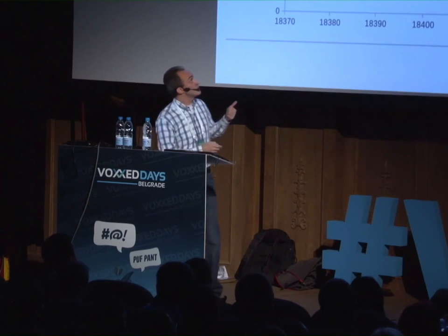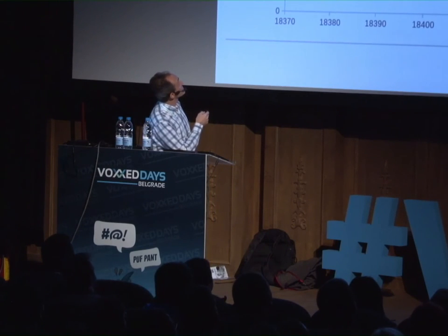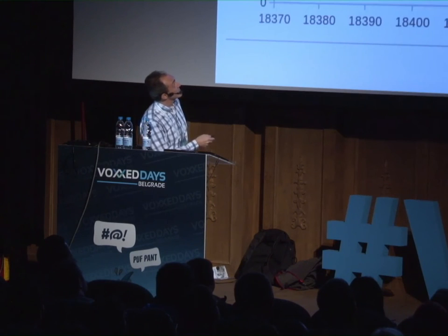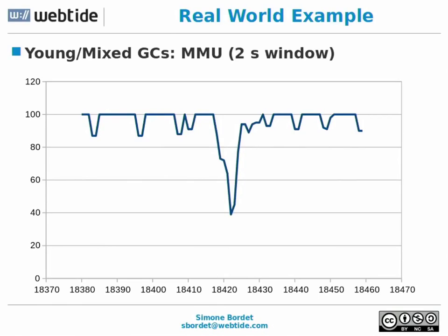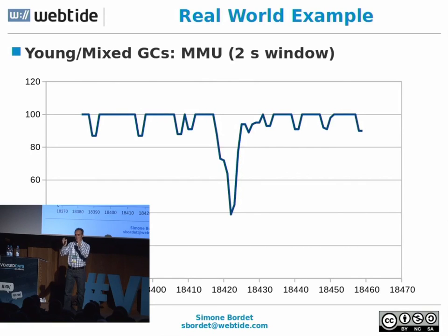So this is the MMU, the Eden size, 12 gigabytes down to 0.6. This is the MMU for a 2 second window. So you see every time there is a young GC, I go from 100% application time to, you know, 85, 100%, 85, 100%, 85, but then down to 40%. It means that in those 2 seconds, maybe I had 1, 2, 3 collections, and even if each of those were fast, they occupy time within those 2 seconds. So basically, my application doesn't run, all right?